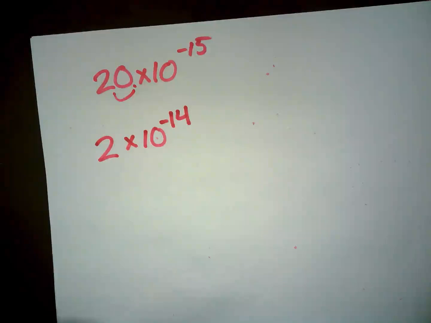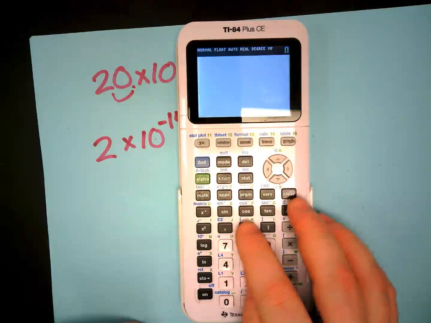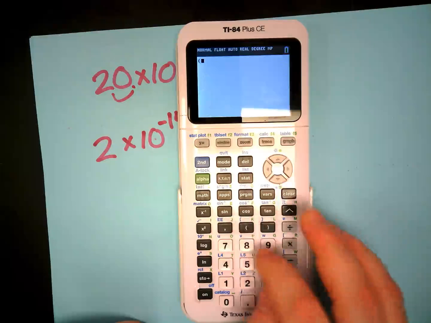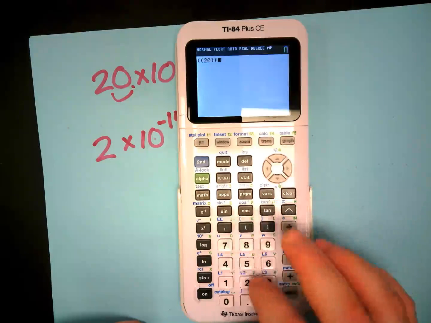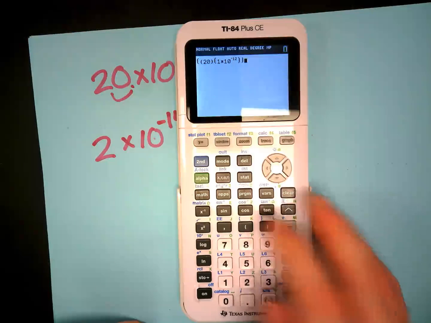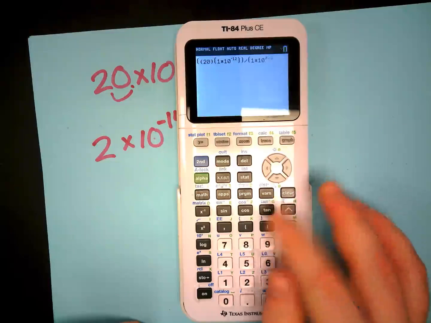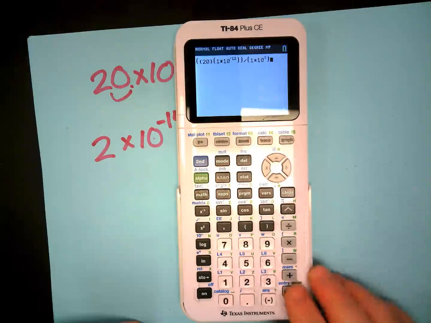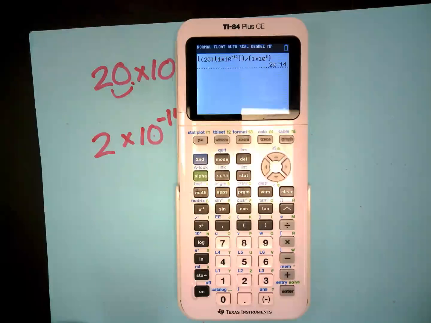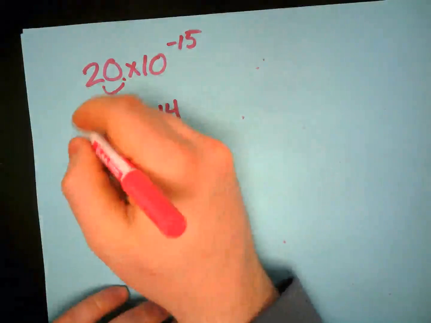And then if you don't trust that, you can always pop it into your calculator. So you could have 20 times 1 times 10 to the negative 12th power divided by 1 times 10 to the 3rd power. And you get what you expect. You get 2 times 10 to the negative 14th power. Okay? And you have your answer there.